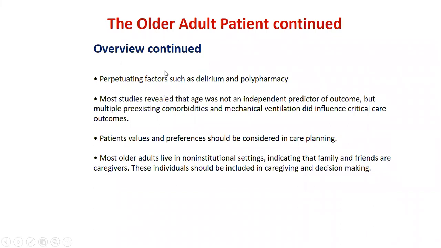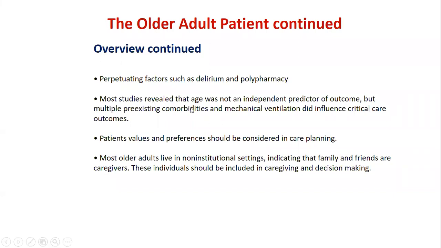The overview continues. They said some factors are also important, like delirium and polypharmacy, because an older adult can take so many medications, so it leads to errors, right? So polypharmacy is important. Problems that seem insignificant in younger adults, such as memory loss, constipation, fatigue, weight loss, are all important, right?